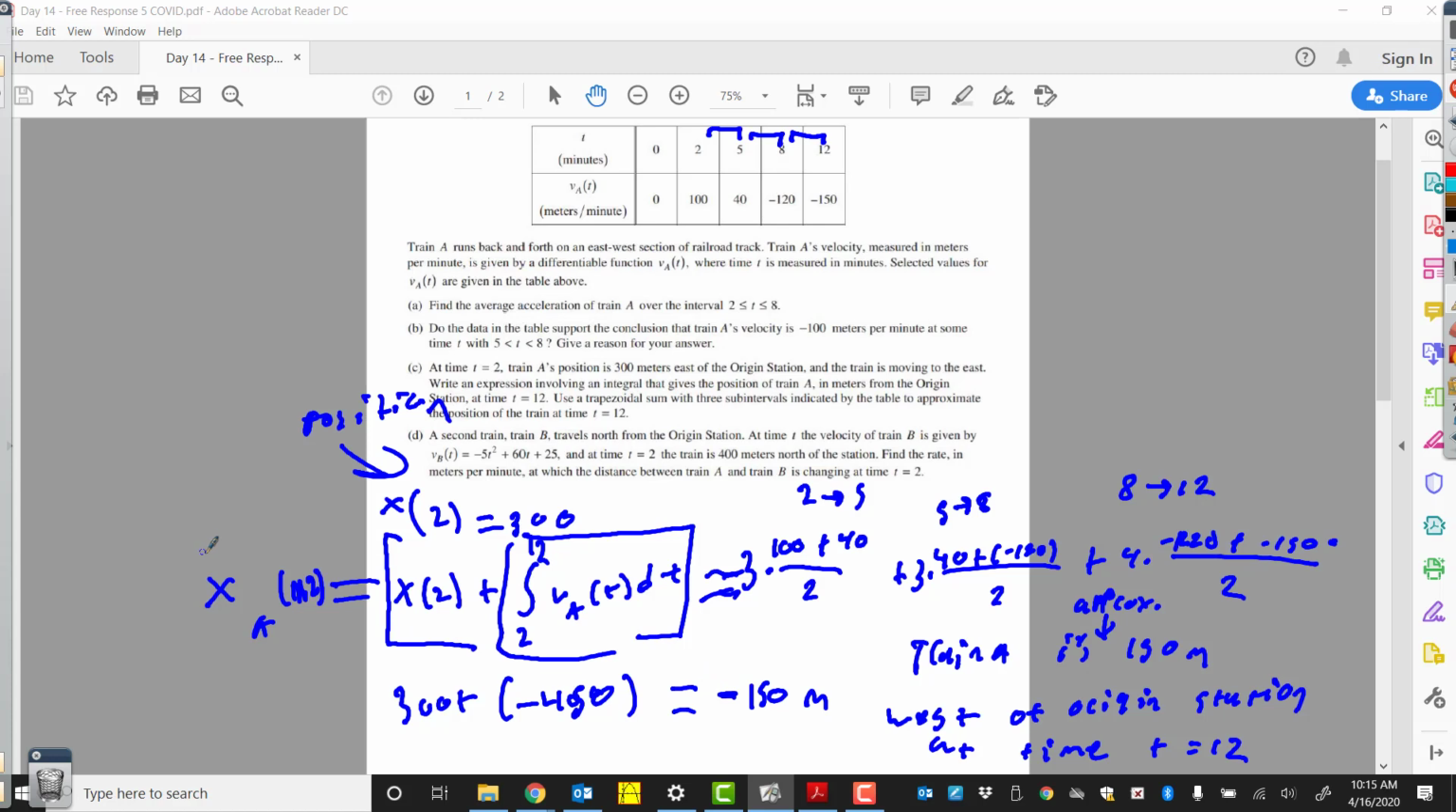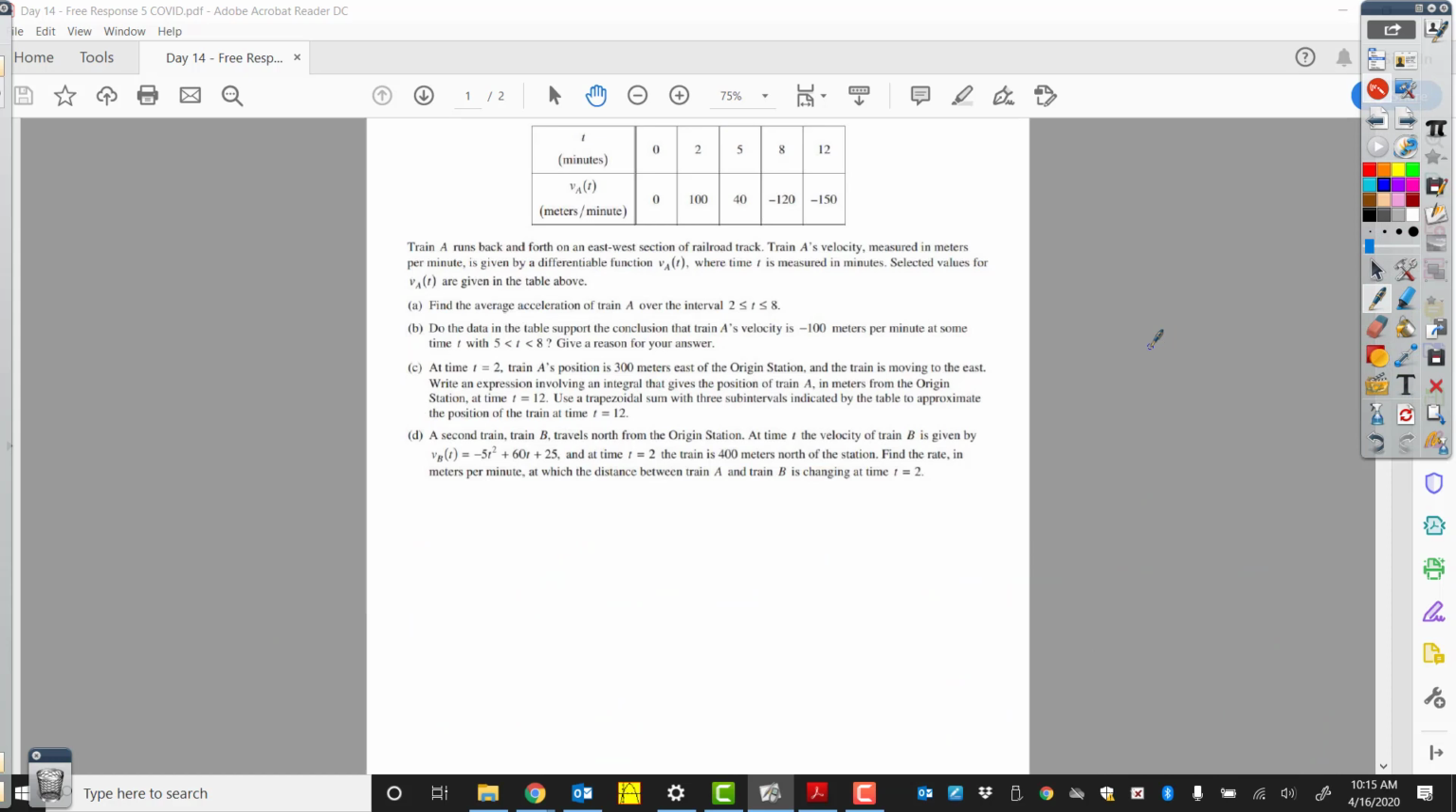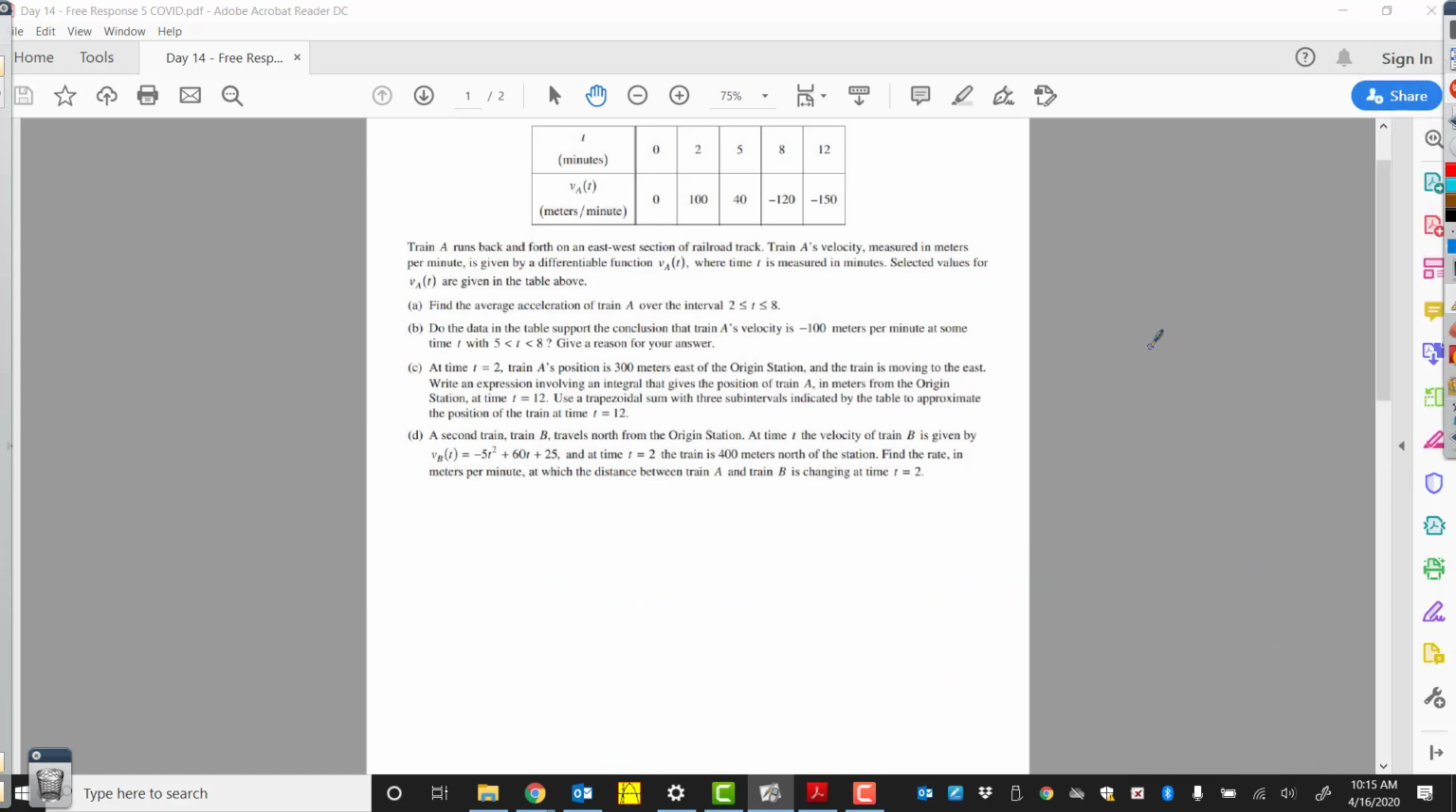But 1 point for setting up your position equation. 1 point for correctly doing the trapezoid sum and getting negative 450. And then 1 point for a position statement for where it is at time t equals 12. So 1 point there. So 3 points here. So we've done 1 point here, 2 points there, 3 points there, which means that leaves 3 points for part C, or part D. So part D is saying a second train, train B, travels north from origin station at time t, and the velocity of train B is given by that velocity equation.